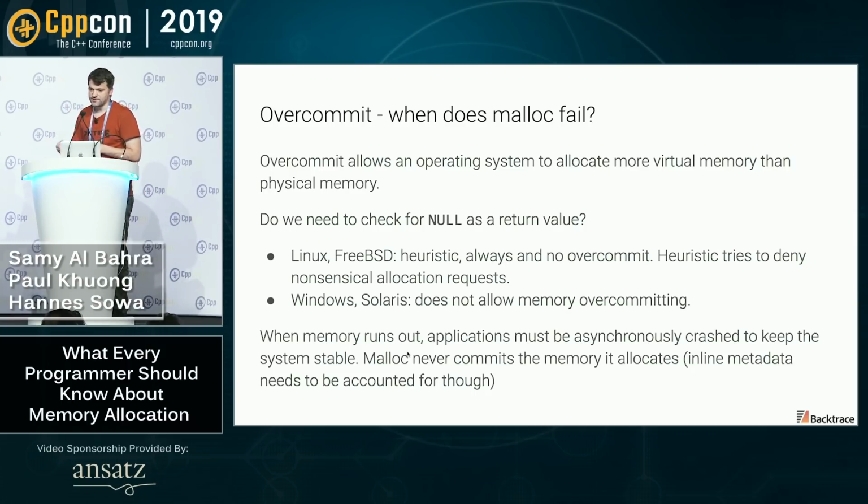Linux has a tradition of doing that for a long time, FreeBSD as well. I think I heard Solaris isn't doing this, as well as Windows. So this dictates how careful you need to be with your memory allocations. If overcommit is enabled on your operating system, depending on how strict it is, most of your allocation requests will be fulfilled and you will actually get an allocation back. On Windows or Solaris, for example, where you don't have memory overcommit, you need to check your malloc return values for null and act accordingly.